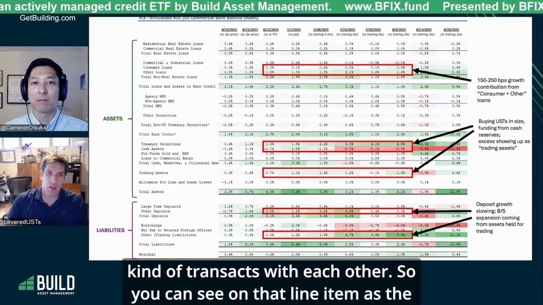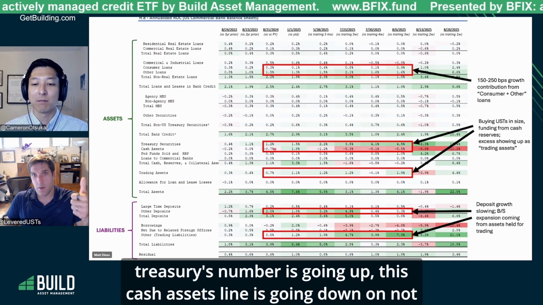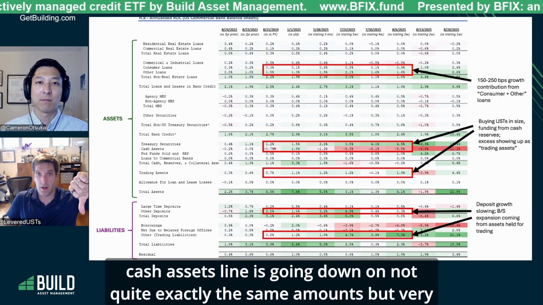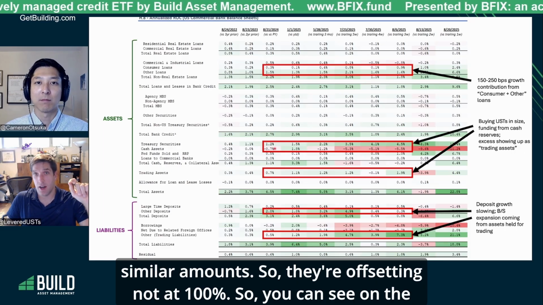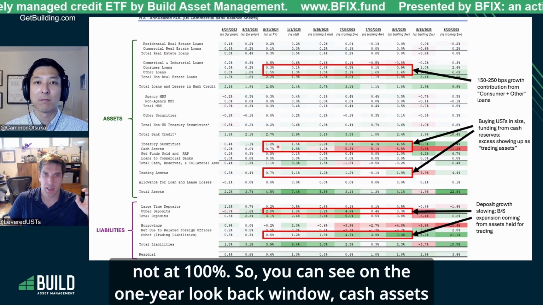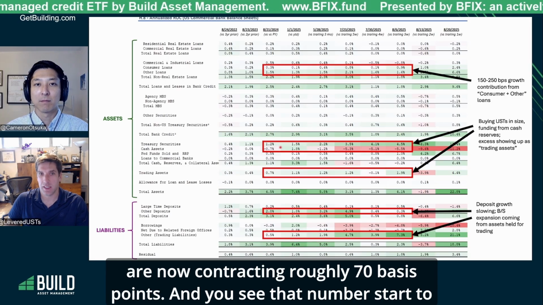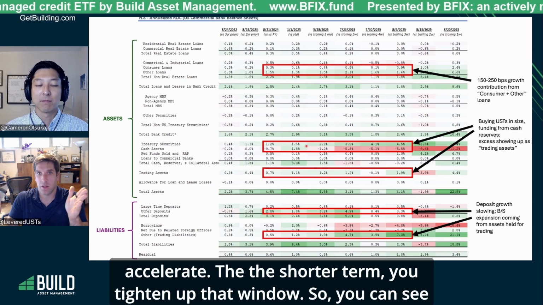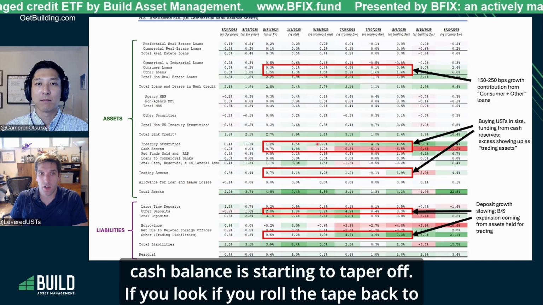You can see on that line item, as the Treasuries number is going up, this cash assets line is going down by very similar amounts, though not exactly the same. So they're offsetting, not at 100%. On the 1 year look back window, cash assets are now contracting roughly 70 basis points. And you see that number start to accelerate the shorter term you tighten up that window. So you can see cash balance is starting to taper off.